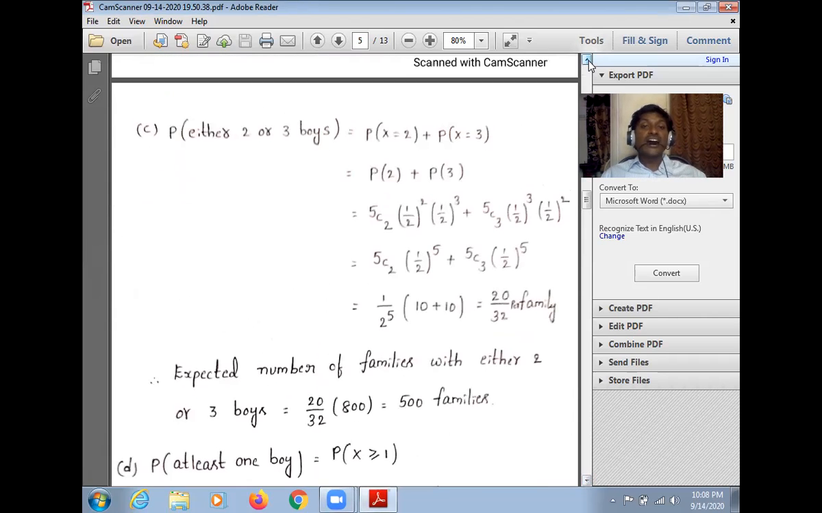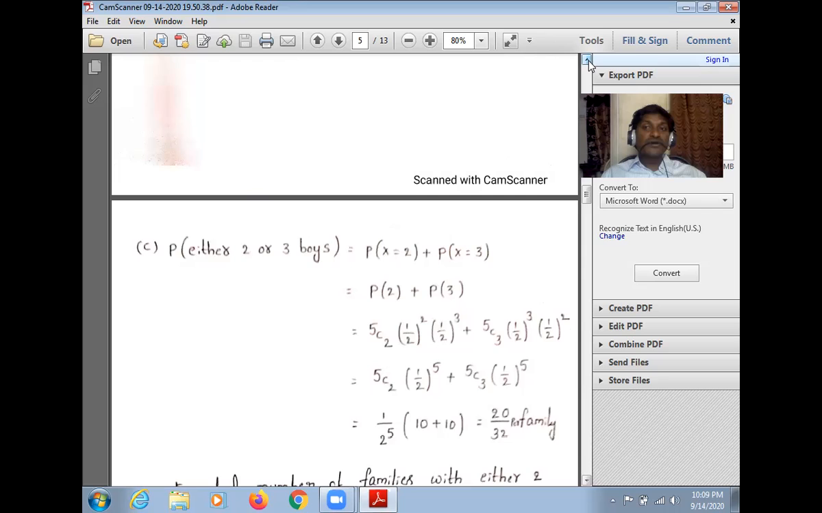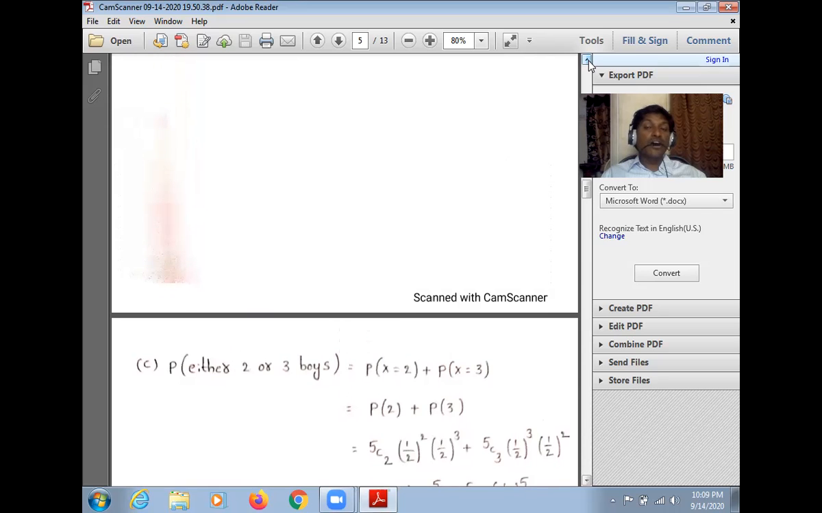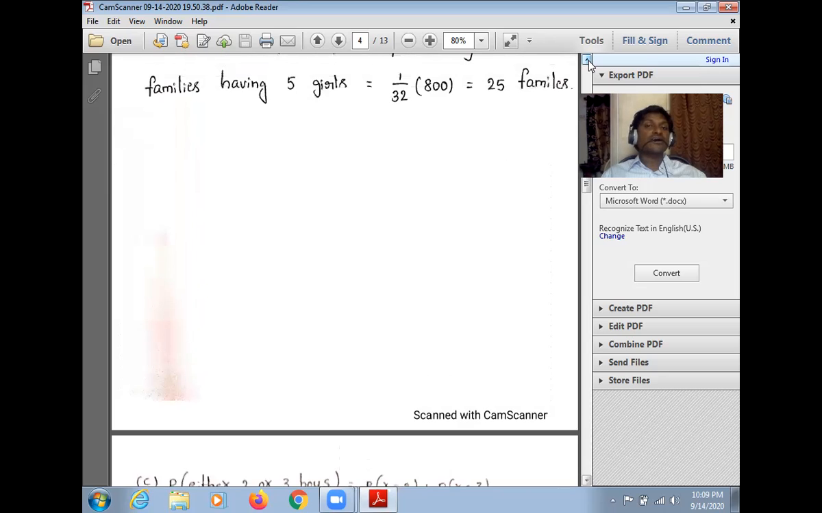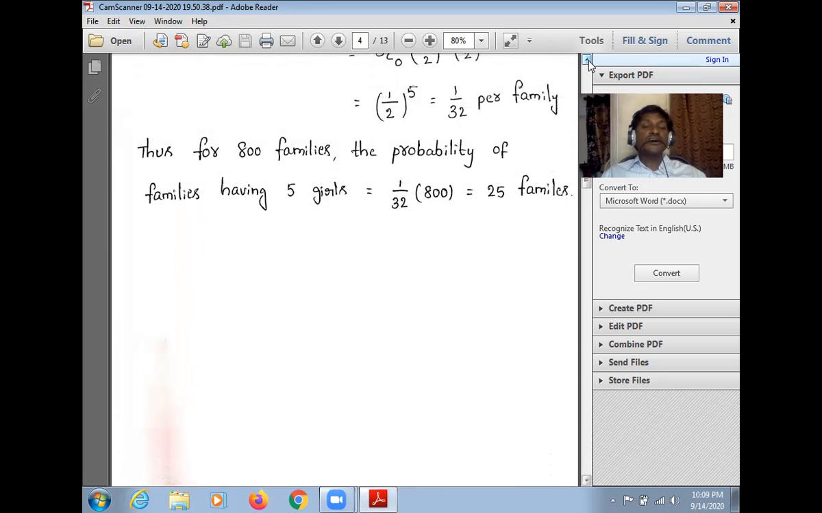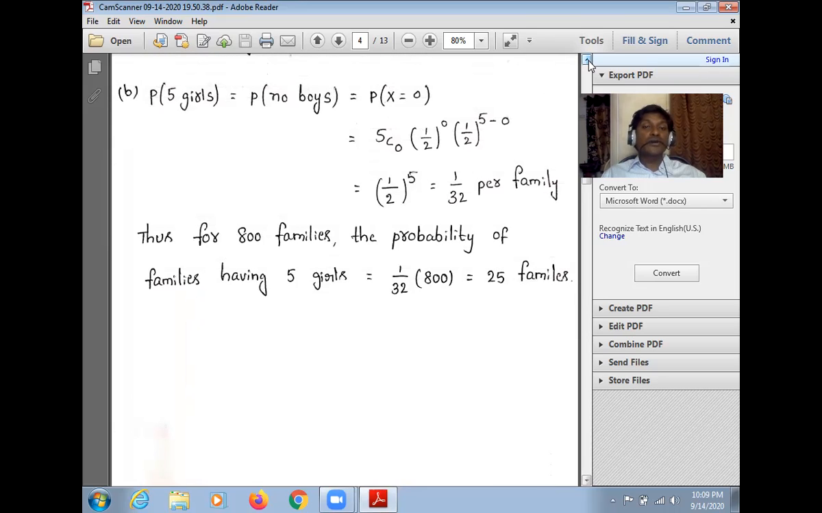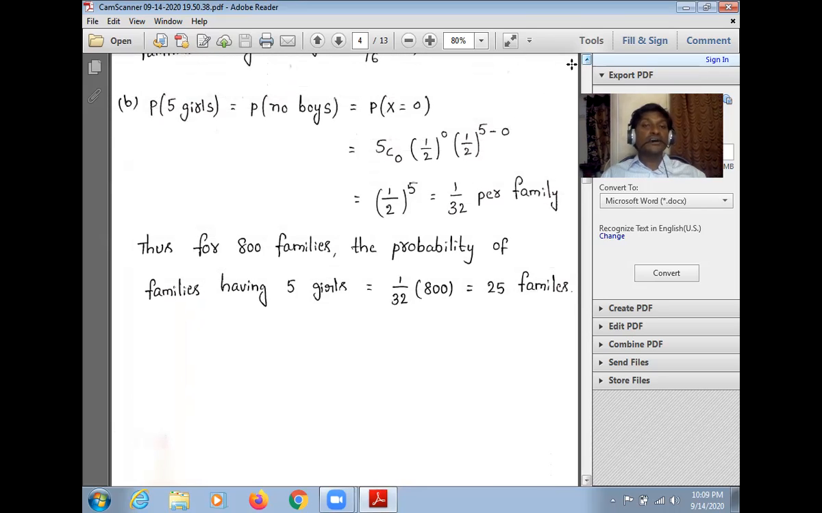P of 5 girls. So 5 girls, or simply we can say, how many children do we have here? 5 children. And they're asking here that those 5 children are girls. In other words, there are no boys in that family. So out of 800 families, how many families are like that? How many families consist of 5 girls? It means 800 into P of x is equal to 5. So here, P of 5 girls is equal to P of no boys, that is nothing but P of x is equal to 0.